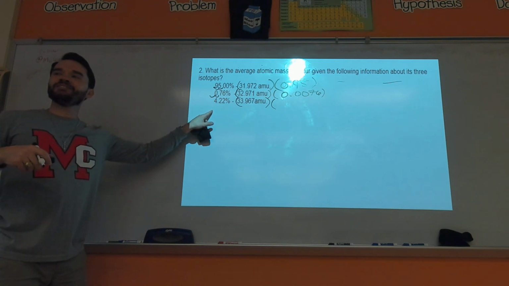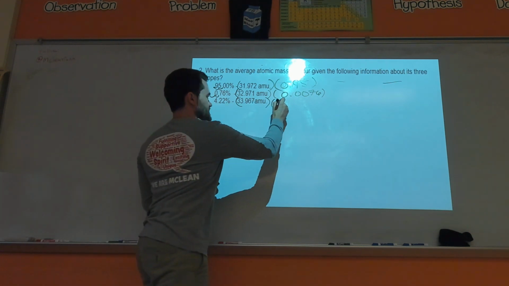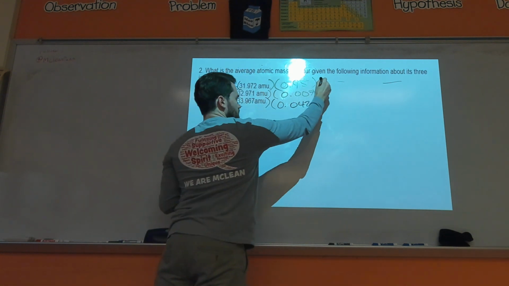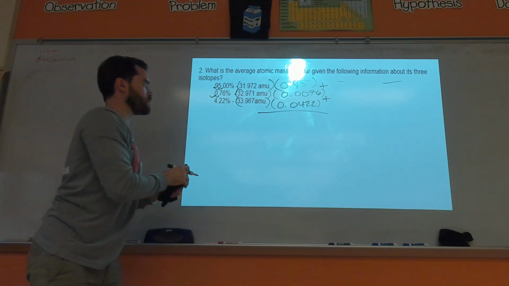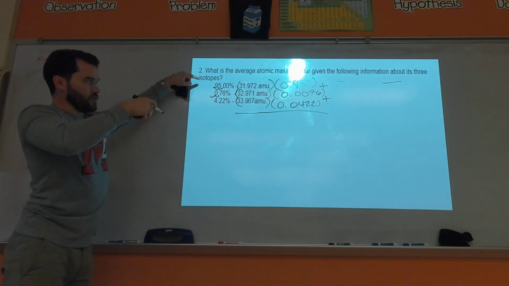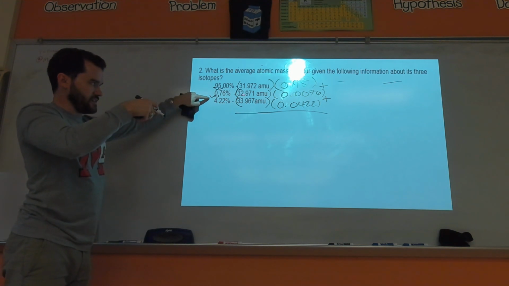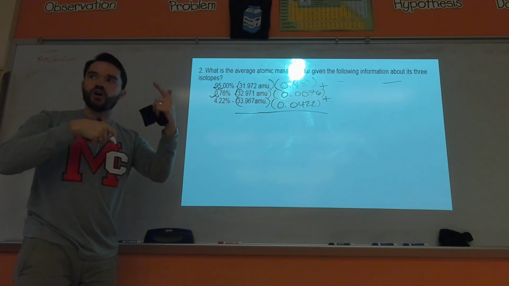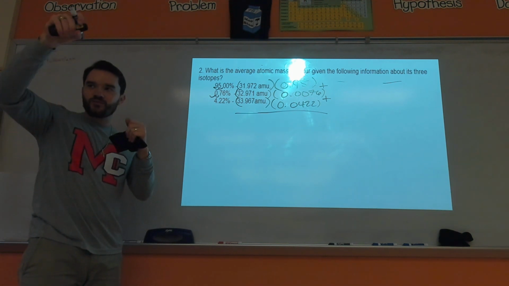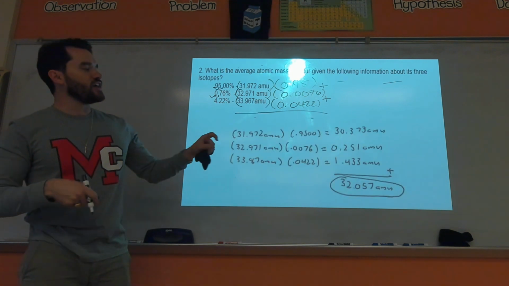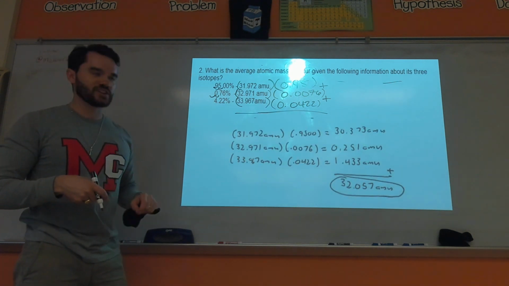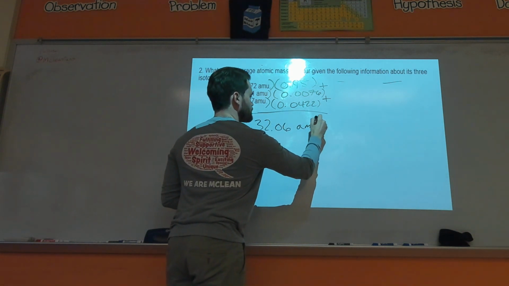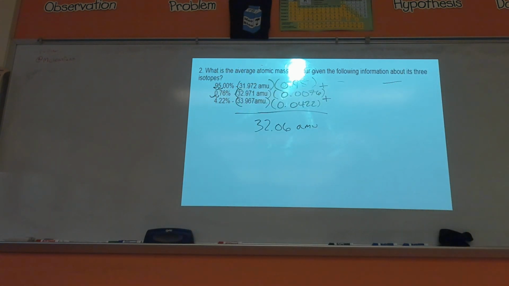What would it be? Yeah, it'd be 0.0422. Now then, multiply this times that, plus this times this, plus this times this. Run the numbers through your calculator, and you get 32.06 AMU.